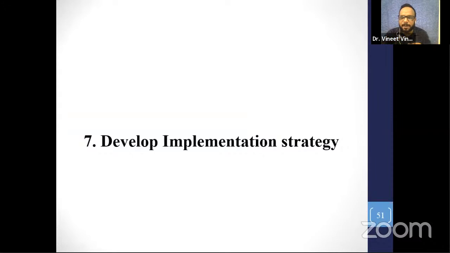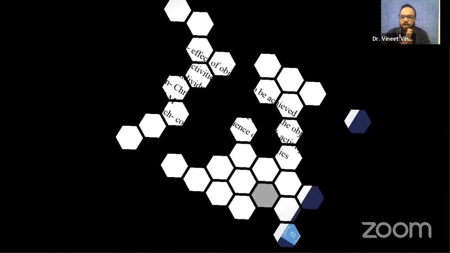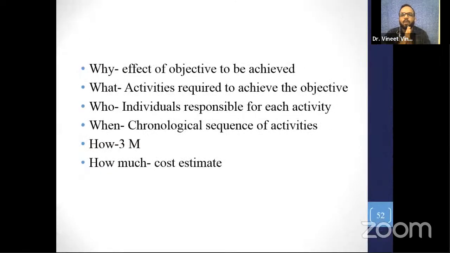Coming to the seventh step, which is implementation strategy. There you develop what all you are going to implement. You have to look into why, what is the effect or objective to be achieved, what activities are required to achieve the objective, who are the individuals responsible for each activity, who is going to treat, who is going to look after the patients, who is going to talk to the patient or create awareness. When is it going to happen? In a month I'm going to start this project, and in 2 months or 6 months I'm going to finish the project. Then how you are going to evaluate. What is your money, how much is the material, how much is the manpower, and how much is the cost estimate? So that is called developing an implementation strategy.